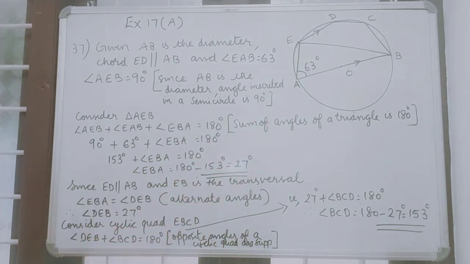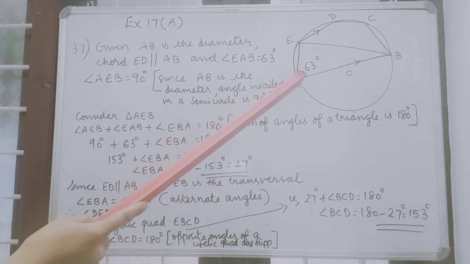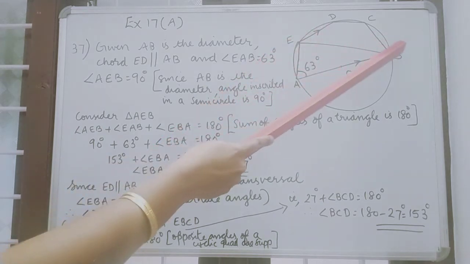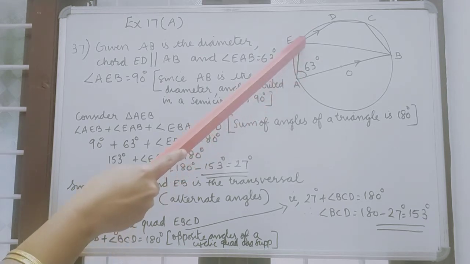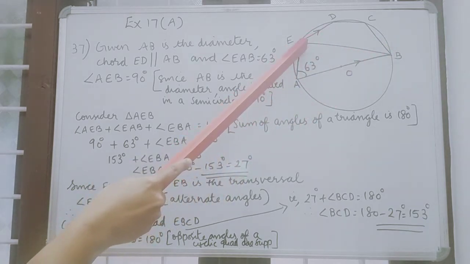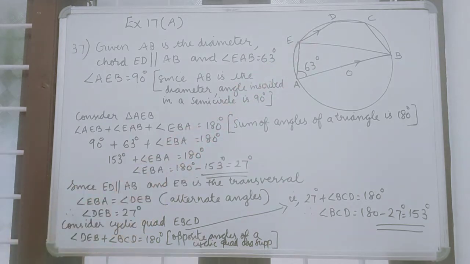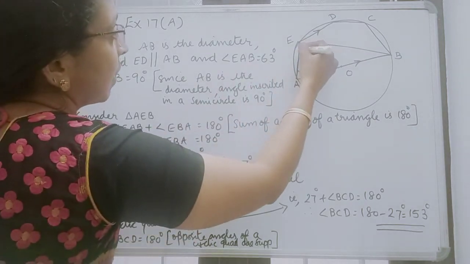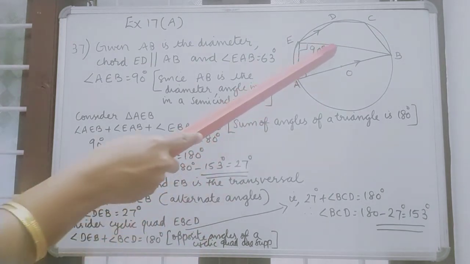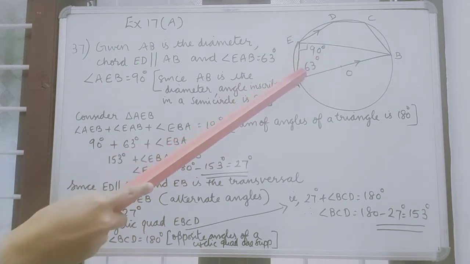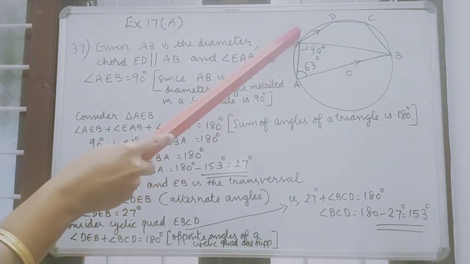Since AB is the diameter, look at angle AEB. This is the diameter, so angle AEB will be 90 degrees, since an angle inscribed in a semicircle is a right angle. So we can write angle AEB as 90 degrees. Then consider the triangle AEB. Sum of angles of a triangle is equal to 180 degrees. So what about angle ABE?